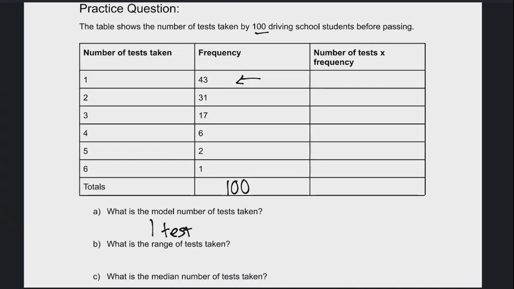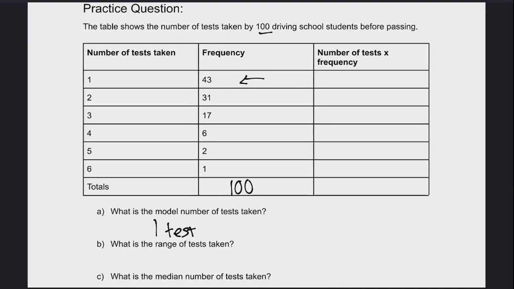The range of tests, so the smallest test and the biggest test. So the largest number of tests someone took before passing was 6. And then the smallest number was 1. So 6 minus 1 is equal to 5 tests.